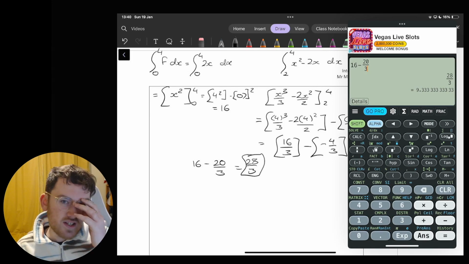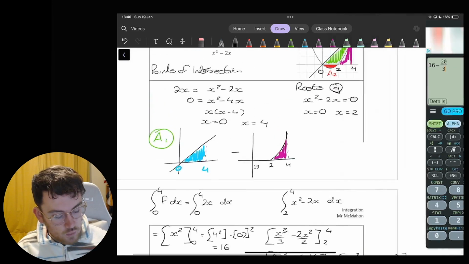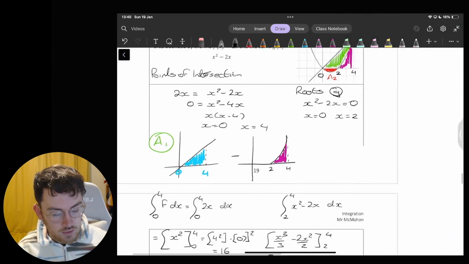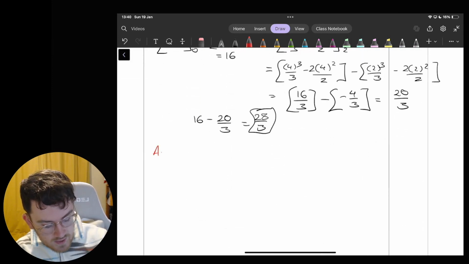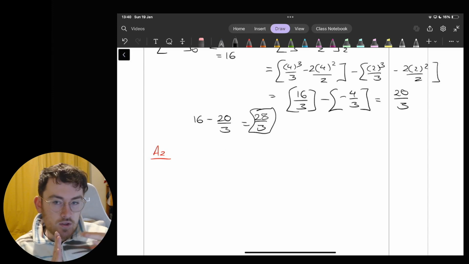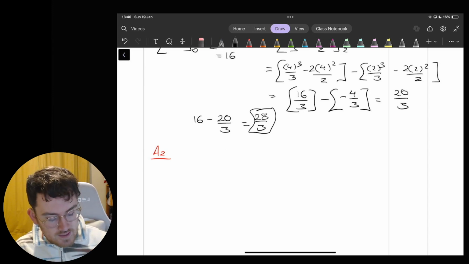Okay, so that's the region here. That's kind of my A1, if you like. That's the region above the axis. We also want to find the region below the axis, A2. That's the region between the quadratic curve and the x-axis. I'm expecting it might be negative. Okay, it should be negative.